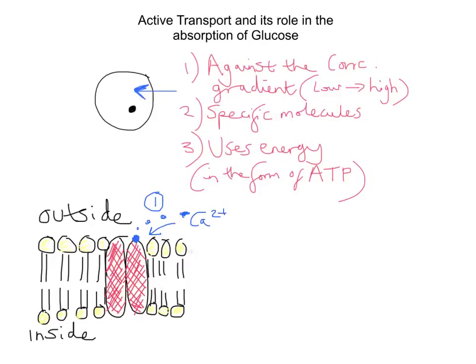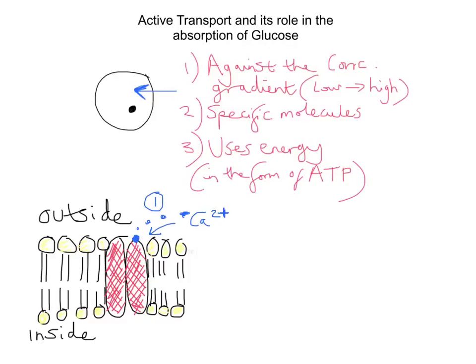So active transport would be when we have more calcium in the cell. There must be more inside than there is outside if we're going to actively transport it in. So there's a low concentration outside. Inside the cell there's a greater amount of calcium, so we're going to actively transport it in. So the first thing that happens is the calcium comes to bind to receptors on that protein channel.